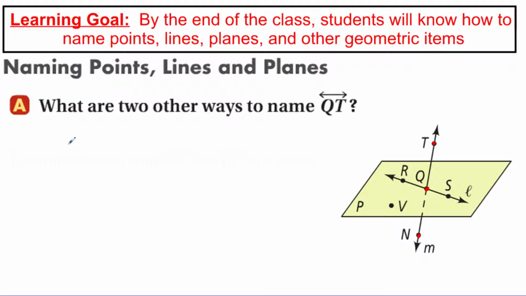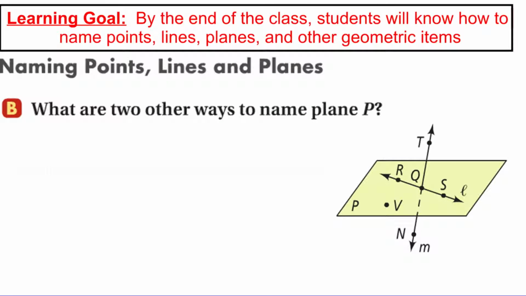So for example, I might call this NQ, okay, and put the arrow over top of it. I might just switch the order of this one and call it TQ instead of QT, and that's also okay. I could also use the lowercase letter that's sitting down here at the end of it, and I could call this line M, right? So there's 3 ways. They asked us for 2, but we're allowed to do more, okay?